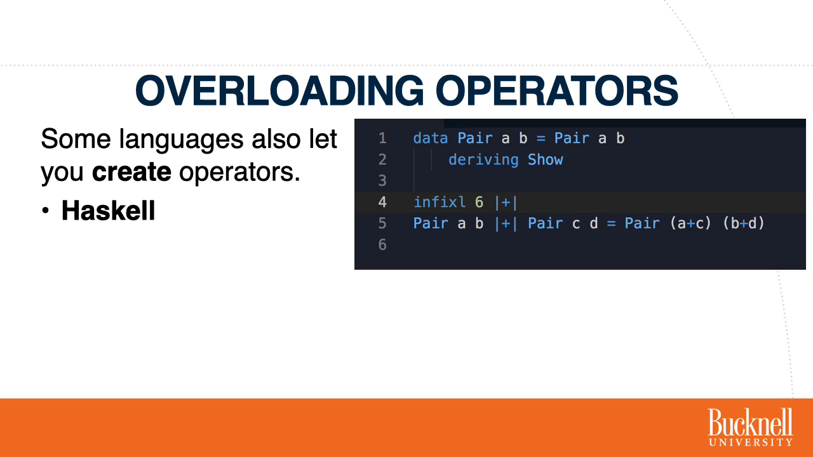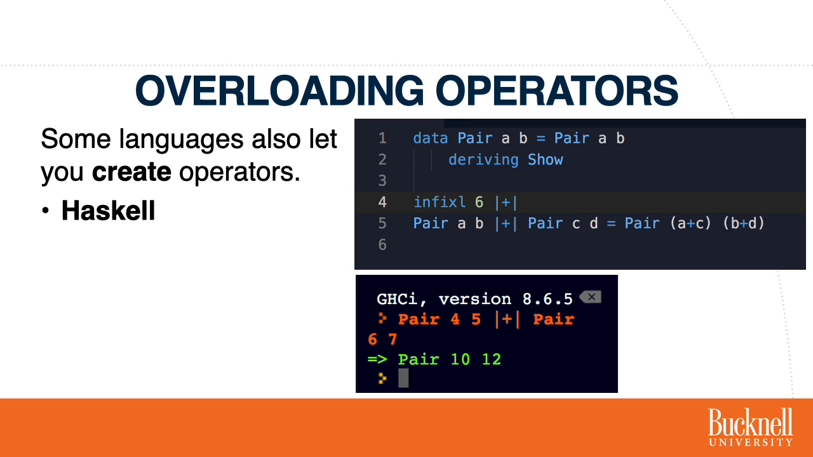Haskell also allows you to create new operators. In fact, in Haskell, it's generally preferred to create a new operator instead of overloading an existing one. Here, we are once again using the pair data structure that we created last time, but this time we've created a new operator for it, a plus sign with 2 bars next to it. This also now allows us to add pairs together, and does so without overriding the existing plus operator.